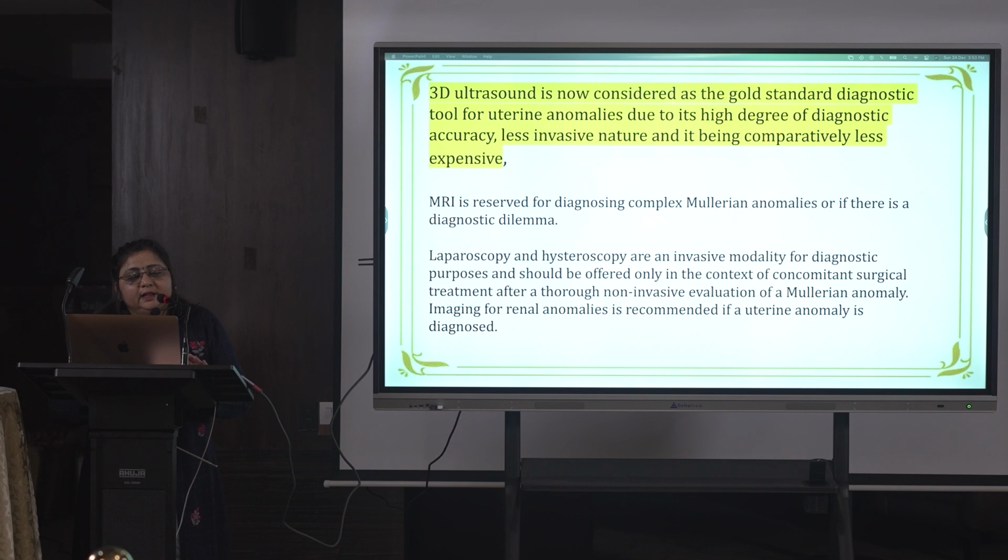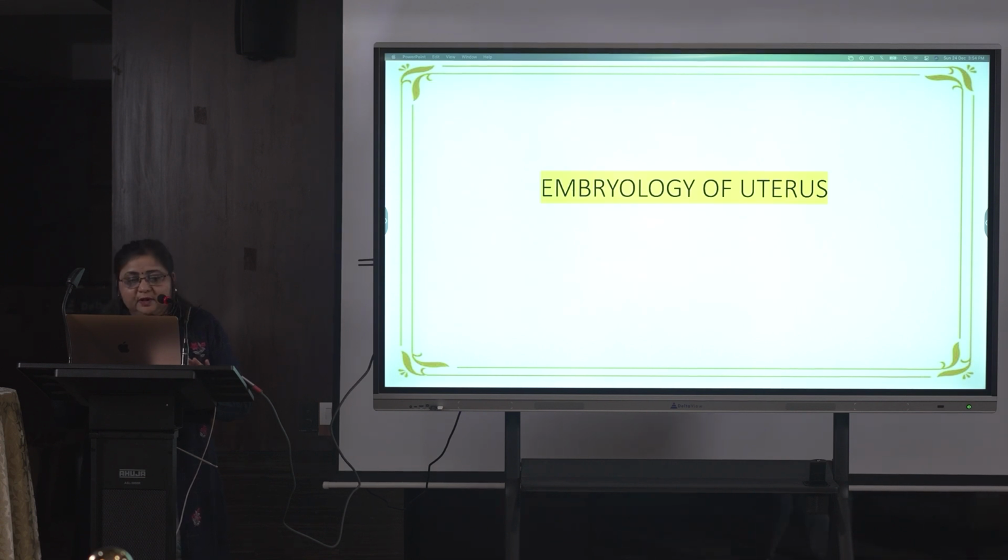So I think before doing these surgical procedures, we should be 100% sure that we are operating on the patient who has this defect. So the non-invasive evaluation of Mullerian anomaly is always done by 3D ultrasound, and imaging of renal anomalies is recommended if a uterine anomaly is diagnosed. Always you have to look for the kidneys, bilateral kidneys.